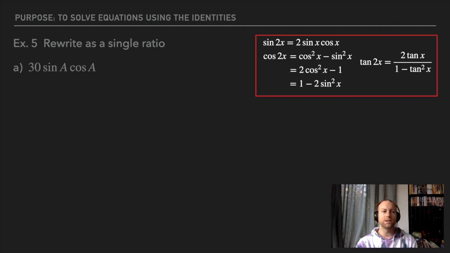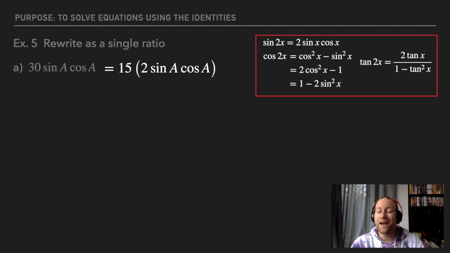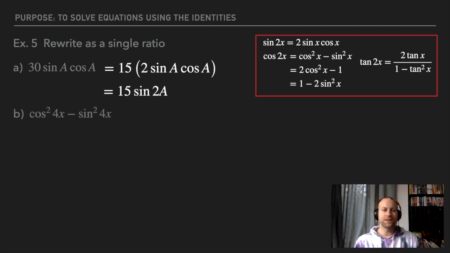So if we look at this, 30 sine A cos A. If you look at all the equations on the right, you'll notice this most identifies with sine 2x. But notice instead of a 2 in front of our sine and cosine, we have a 30. So let's factor out 15. And then what we have left in the brackets is 2 sine A cos A. That is our identity. So that bracket just simplifies to sine 2A, and it's times 15.